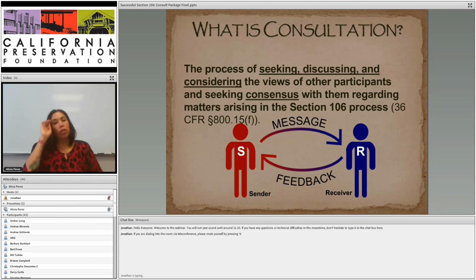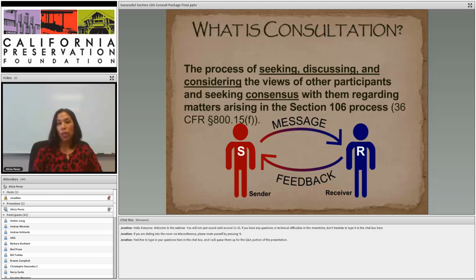So what is consultation? Although the federal agency drives the bus throughout the Section 106 process, other parties can also be a passenger on the bus, so to speak, and this is possible through the consultation process. Basically, consultation is about dialogue that's not open-ended. It's a way for the agency to be informed of possible effects to historic properties and the resolution of effects.